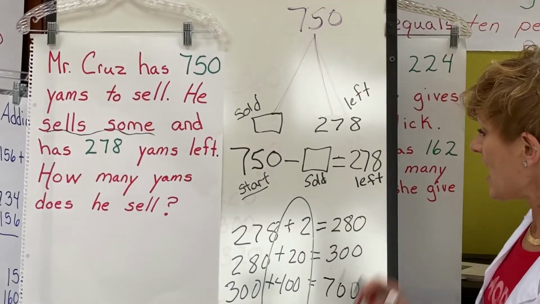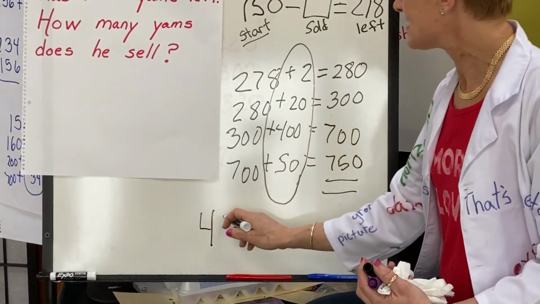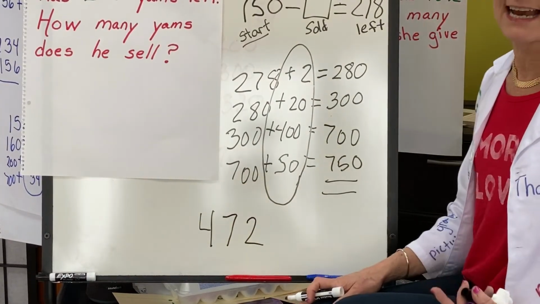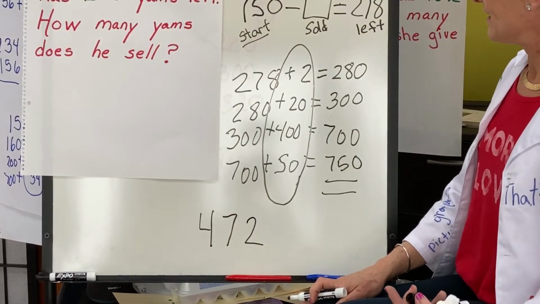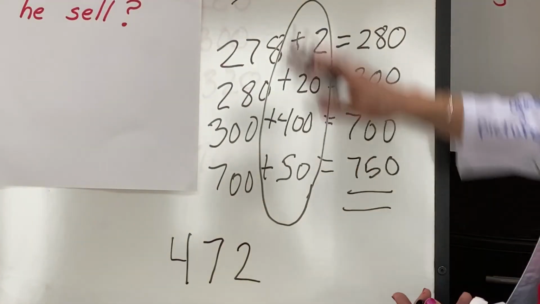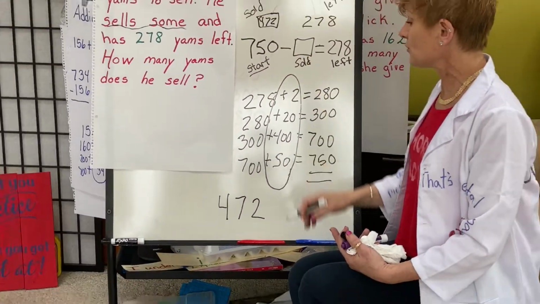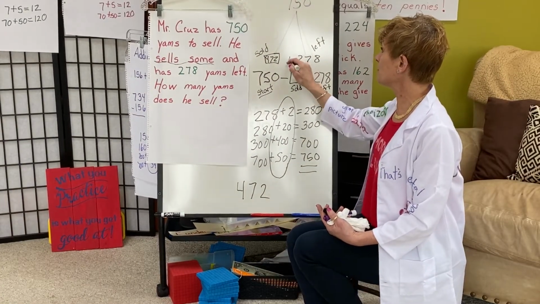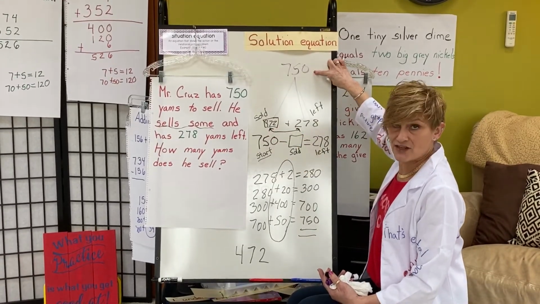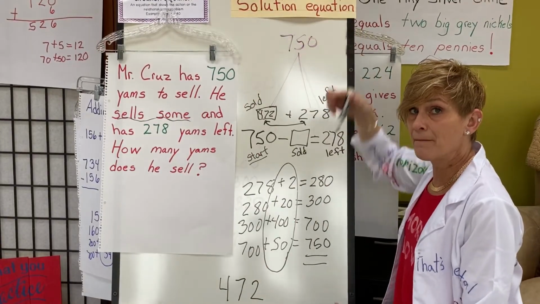I'm going to add this up. 400 plus 50 and 20 is 70 plus 2. This is where my place value understanding comes into place. So friends, that's using the adding up strategy. So now I know that he sold 472. And if I would put those two back together, I would get 750. Friends, this is your adding up method.